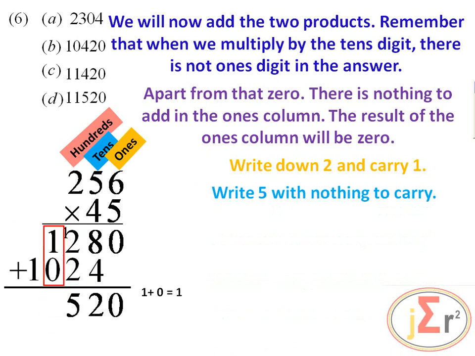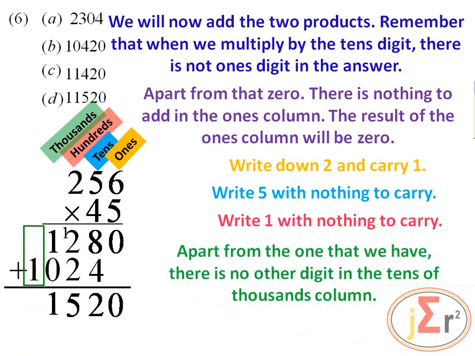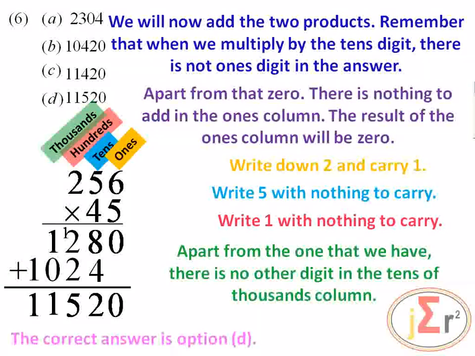What about the others? Nothing to carry, just 1 plus 0, and that is equal to 1. And what do we do there? Carry the 1. But there's nothing to add. Okay, so there's nothing else to add to that 1, so the 1 will be placed in our tens of thousands column. And that's all there is to it. The correct answer is option D. Okay.